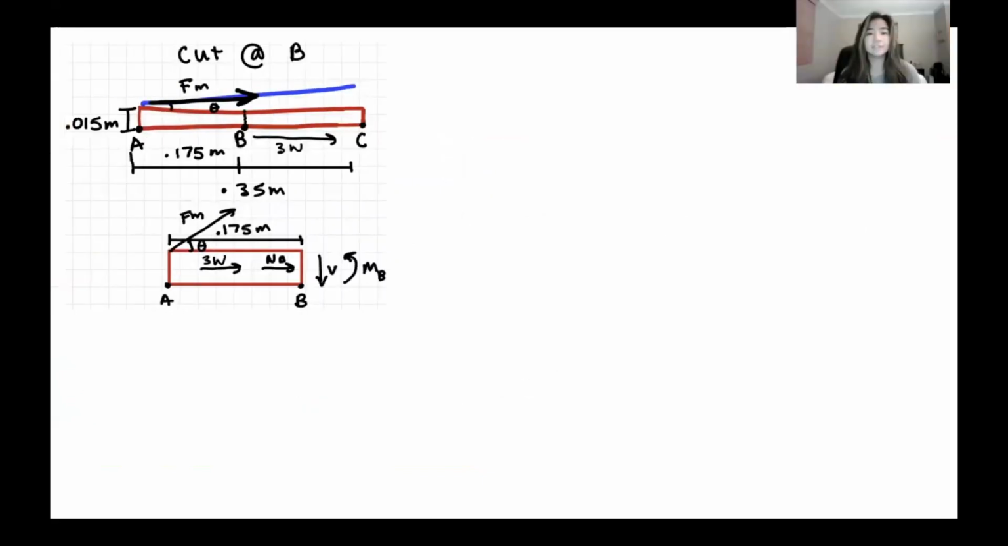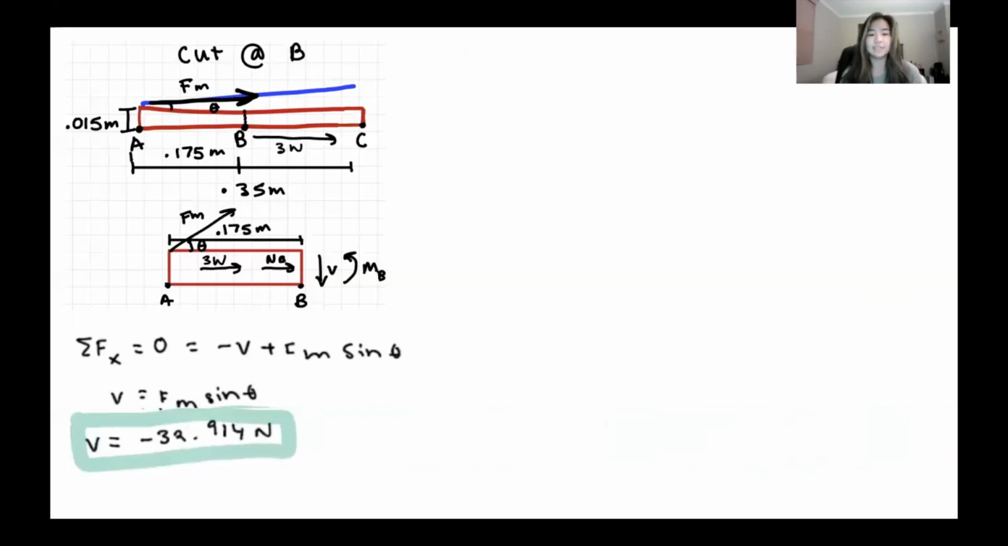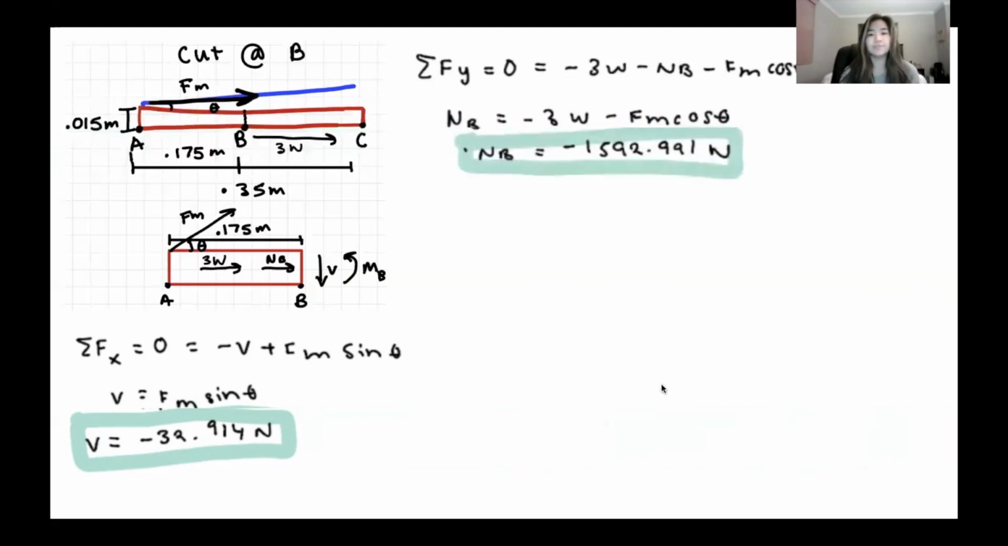Now for the internal loading, we're going to do a similar thing as we've done before. So again, we're going to do the sum of the x's, and we'll get that the shear force is negative 32.914 newtons. For the sum of the forces in the y direction, we'll get that the axial force is going to be equal to negative 1,592.991 newtons, which is a compressive force.